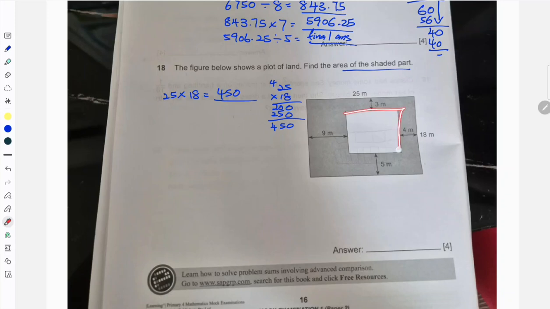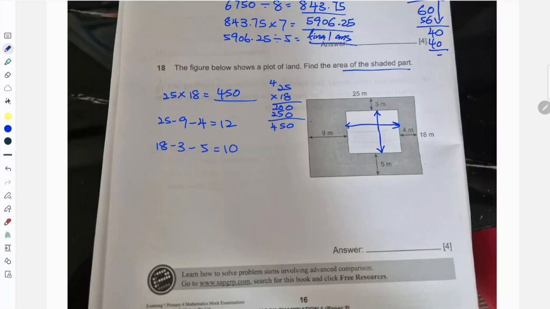Okay, then after that we need to find this, right? So what do we do? We do this. I need to find out how much is this, right? So this one will be 25 minus 9 minus 4, which is 12, right? Then I need to find what is this, right? So this one will be 18 minus 3 and 18 minus 5. Okay, so 18 minus 3 minus 5, which is 10.